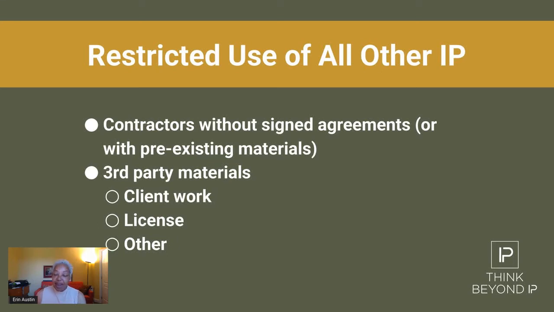Even if you pay for it, even if you tell them exactly what to do, if there's not a signed agreement, then the contractor owns it. What you have is a non-exclusive license to use those deliverables for the purpose that they were engaged for. But they own the copyright. So your use is restricted to what you hired them to deliver to you and for the purpose that they were delivered.